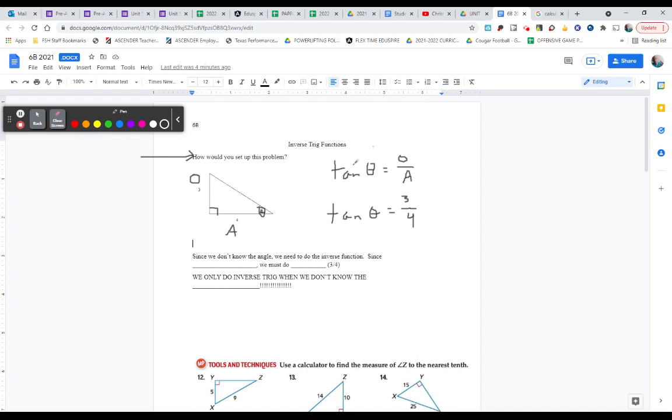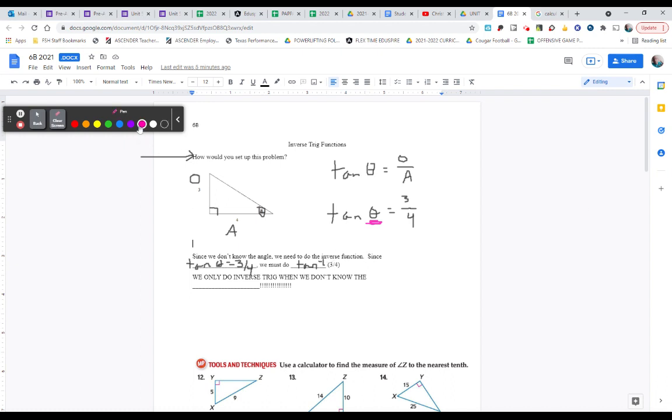In order to solve for theta, we have to get theta by itself. So we've got to get rid of the tan right there. What we need to do is what we call the inverse function. To get rid of tan, we have to do inverse tan. Since tan of theta equals 3 over 4, we need to do the inverse tan, which is tan negative 1 of 3/4.